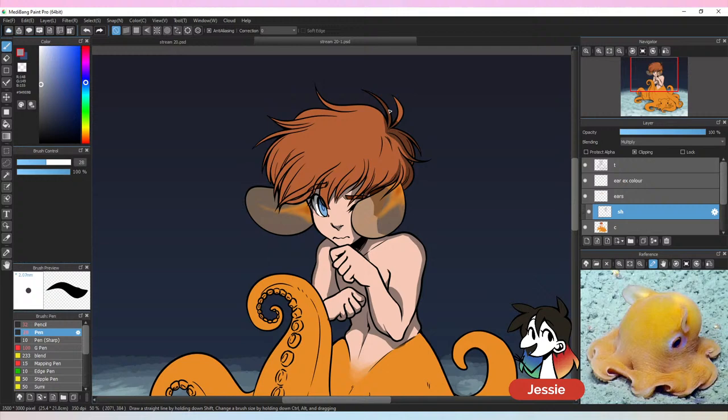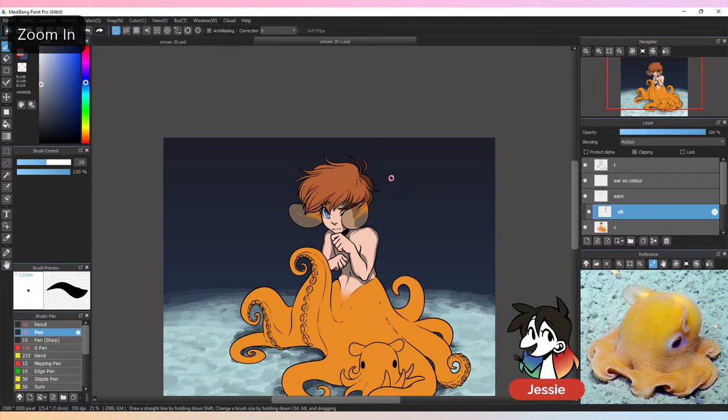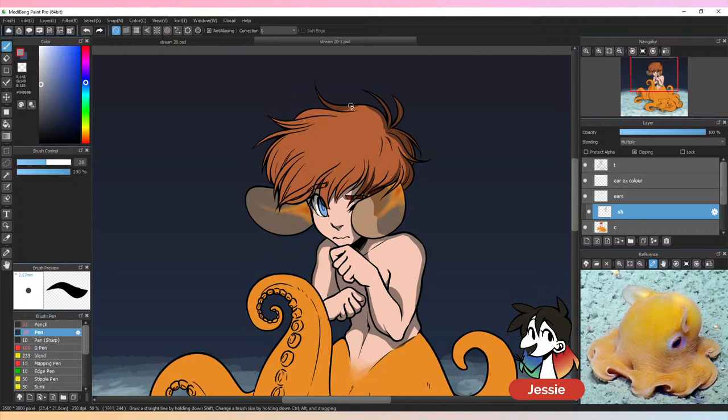Alright, we actually have plenty of time left. Shading hair is, as much as I love drawing hair, one of my worst enemies. It's so hard sometimes, because there's so much you have to remember and look at and deal with.